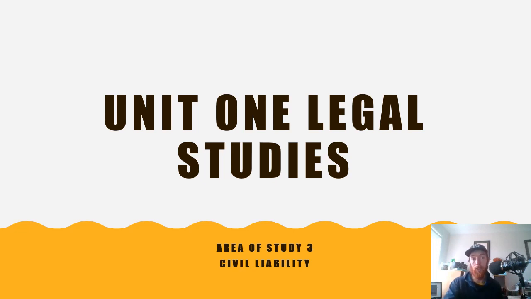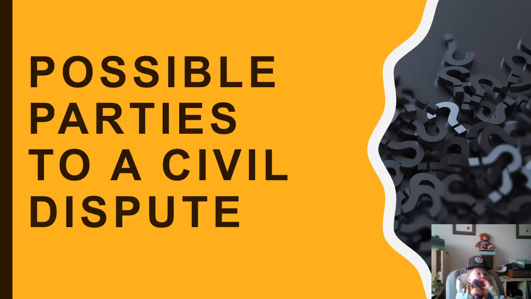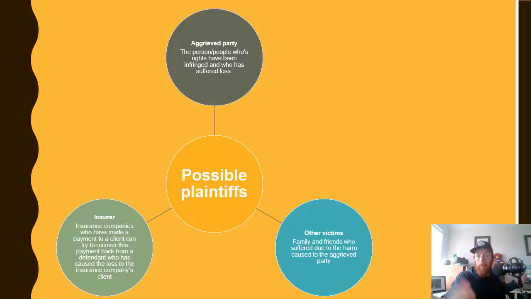So let's get into what we are going to be looking at. Possible participants in a civil dispute. First, possible plaintiffs. We've got three main ones here. We have the aggrieved parties, the person whose rights have been infringed, who have been wronged, and who have suffered some kind of loss. They're going to have suffered some kind of economic or mental loss, and they're a possible plaintiff.